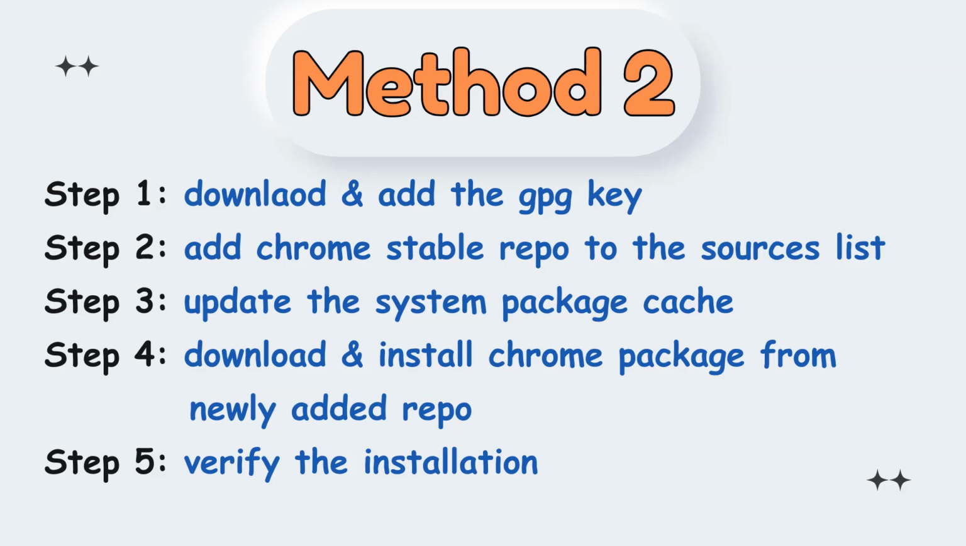Now let's follow the second method to install Chrome. In the second method, first we will download and add the GPG key. The second step would be to add the Chrome repository to the sources list. The third step would be to update the system package cache. The fourth step would be to download and install the Chrome package from the newly added repository. And the final step will be to verify the installation. Let's head to the terminal and follow these steps one by one.